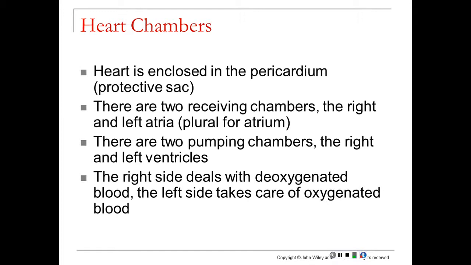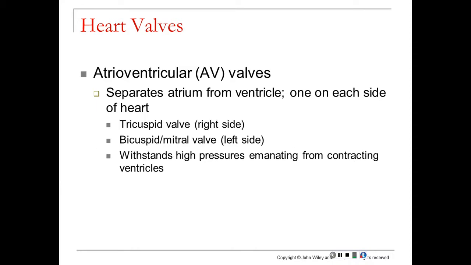There are two pumping chambers within our heart, and those are the ventricles, the right and left ventricles. The right side is dealing with that deoxygenated blood coming back from the systemic circuit. The left side is dealing with the oxygenated blood coming back from the lungs. There are four major heart valves. There are AV valves, or atrioventricular valves. The atrioventricular valves are separating the atrium from the ventricles, and there's one on each side of the heart.